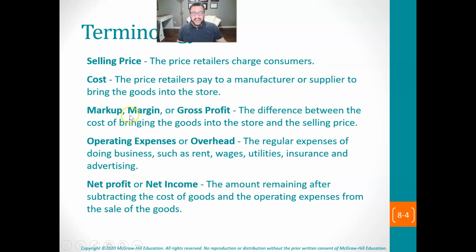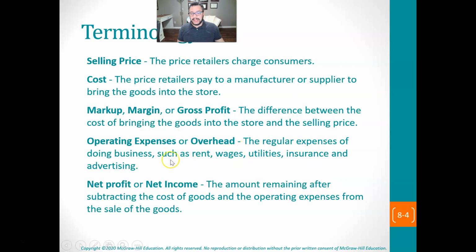The markup and the margin are really the same thing: the difference between the cost of bringing the goods into the store and the selling price. So the difference between what I bought it for and what I'm selling it for is my margin or my markup, okay?